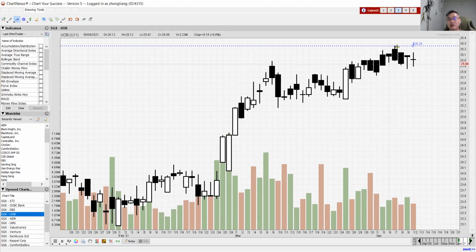Has been consolidating over here. The only part that I don't like about UOB is that during this period of trading, you tend to see the uncertainty of the movement, where we see that it has a lot more higher opening and lower closing. Okay, so you can see all the series of black candles over here.